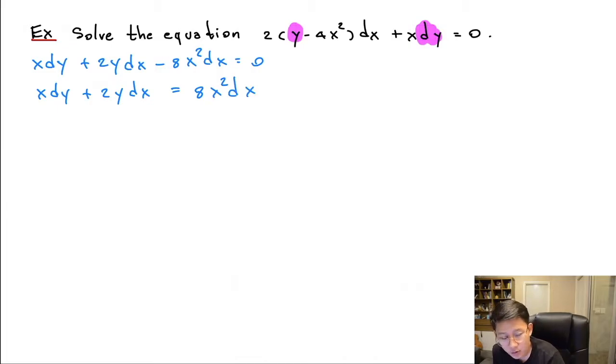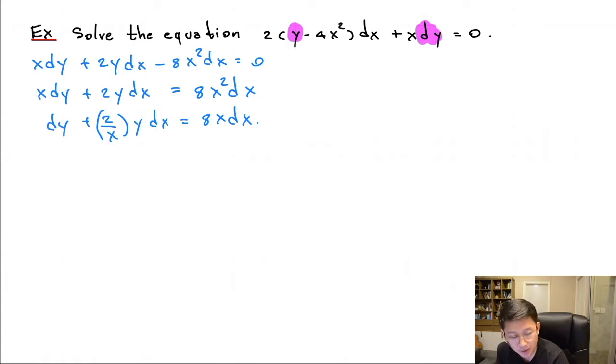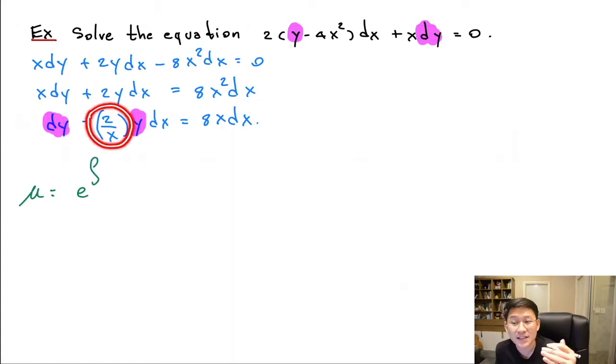Then I divide the whole thing by x, so I get dy plus 2 divided by x y dx equals 8x dx. And see, I have here y dy, and this is actually what you call px, and this is what you call qx. But you don't need to care about that. So in that case I know that mu is e to the integrate thing in front of y, the y term. So it is 2 over x. You don't need to remember it as a y term, but look at it as the thing in front of the second term. That's easier to remember.